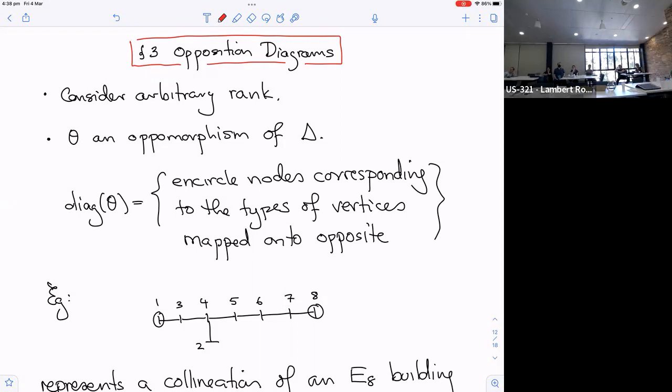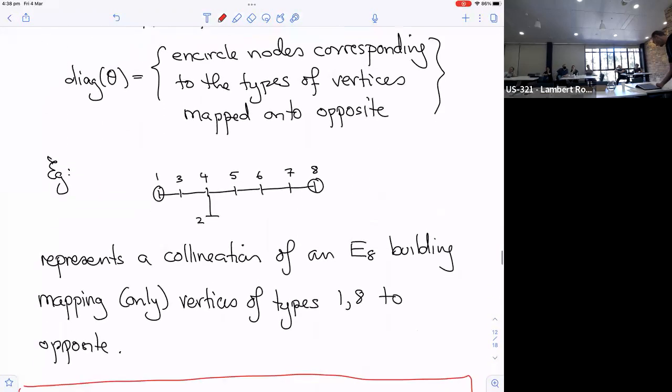So this would be an E8 building where vertices of types 1 and 8, and only those of type 1 and 8, are mapped onto opposite vertices. Just to emphasize, not all type 1 vertices are mapped onto opposites, but there is a type 1 vertex mapped onto an opposite. So we'll call that the opposition diagram. That's what I just said.